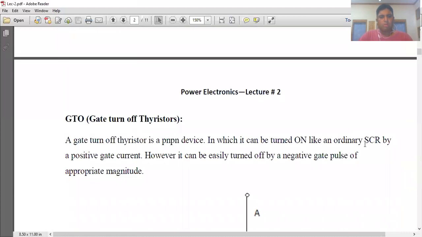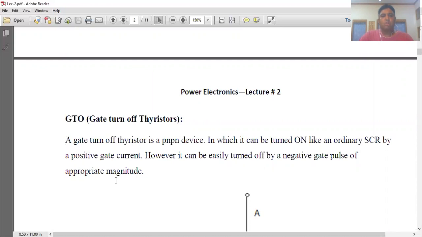Now we will cover some other topics. Gate turn-off thyristor. Gate turn-off thyristor is a type of thyristor. In the last lecture we covered 11 types of thyristors. So gate turn-off thyristor is one of those types. What is a gate turn-off thyristor?